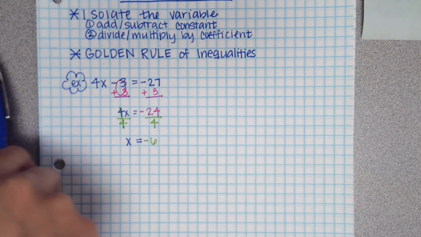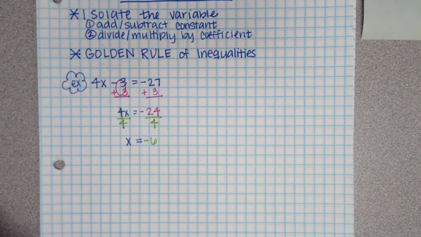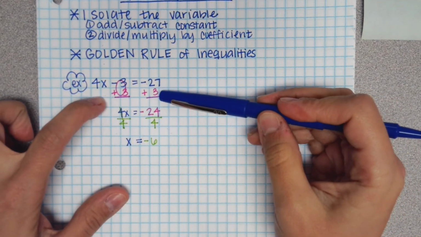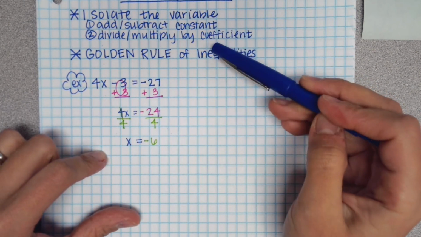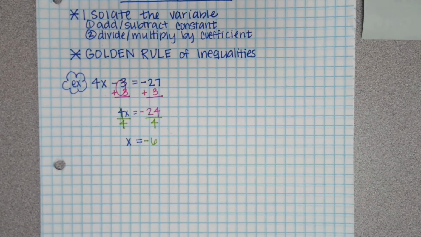Be careful with those signs. They could mess you up, especially if you start off a long problem and miss a negative. You're messed up for the rest of the problem. And that's it. My two steps: add or subtract, divide or multiply. Done. Two steps. That's why it's a two-step equation.